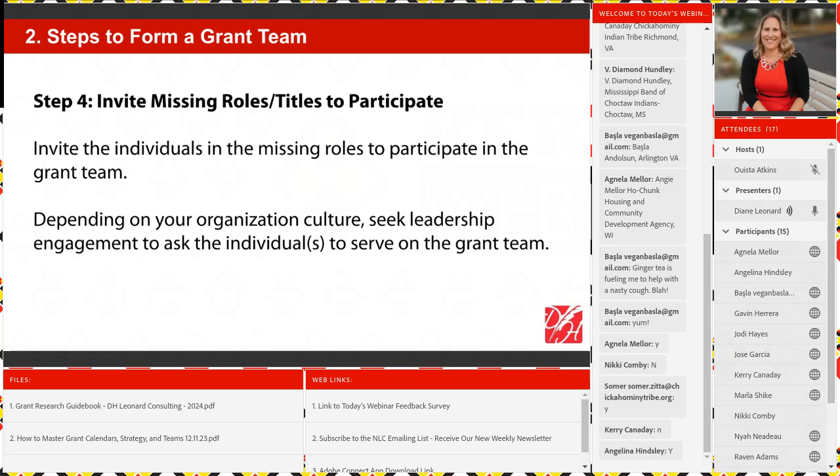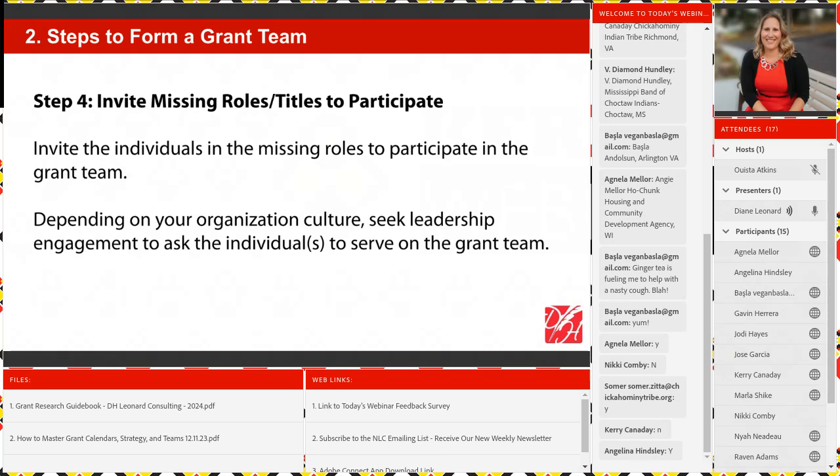But in other organizations, it's been our experience, in particular in my mind right now, I have a very large healthcare system that we work with, where it was not going to be the grant professional leading the grant team who would make the asks, but rather it was going to be the CEO of the healthcare system who made the asks to say, dear colleagues, I would ask you to consider being a part of this grant team. So depending on your organization, maybe you'll make the asks yourself, or perhaps you'll let someone in leadership make the ask on your behalf.